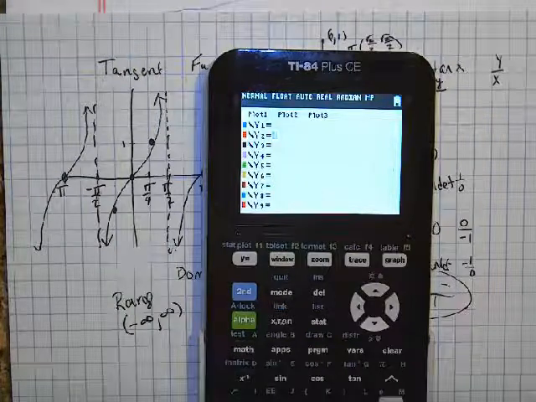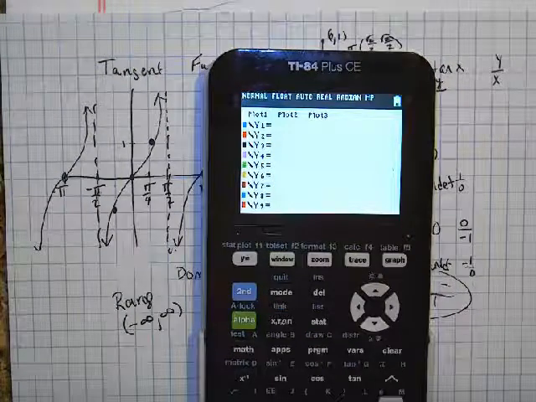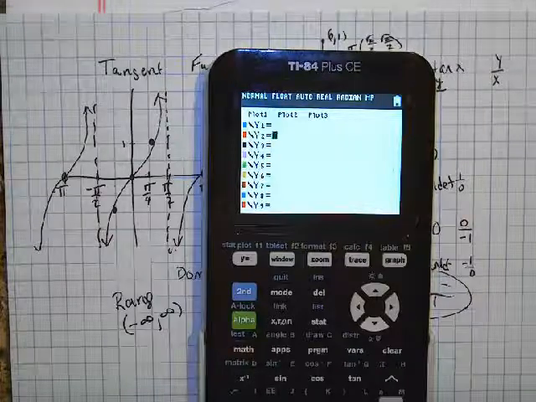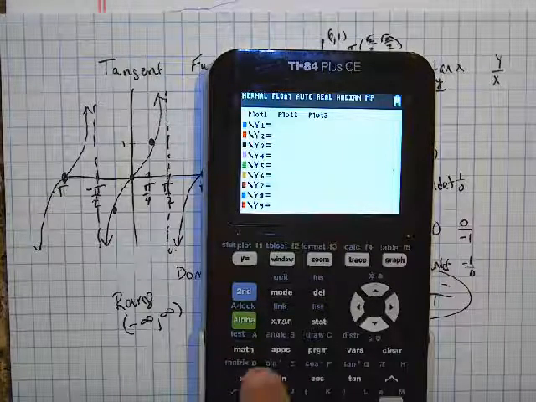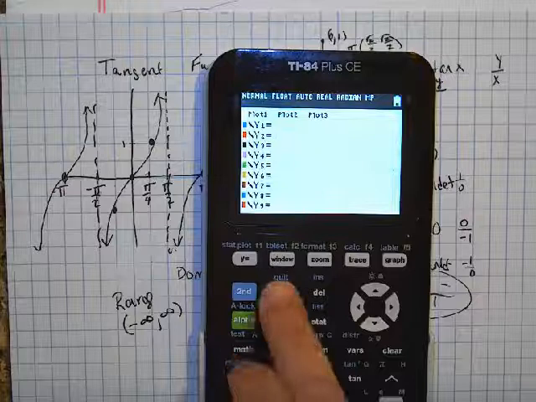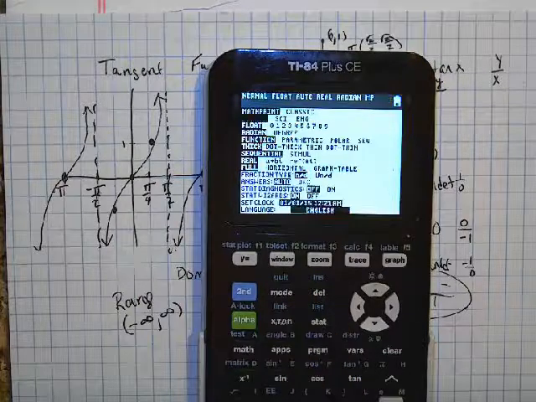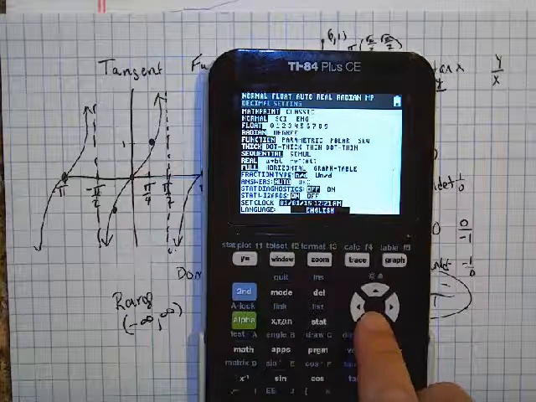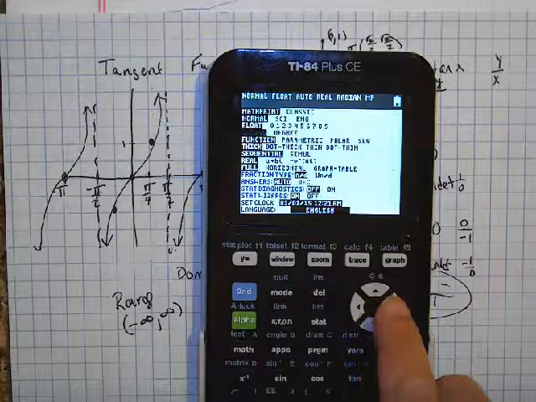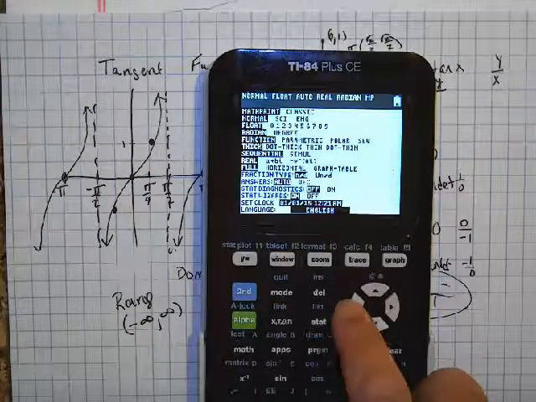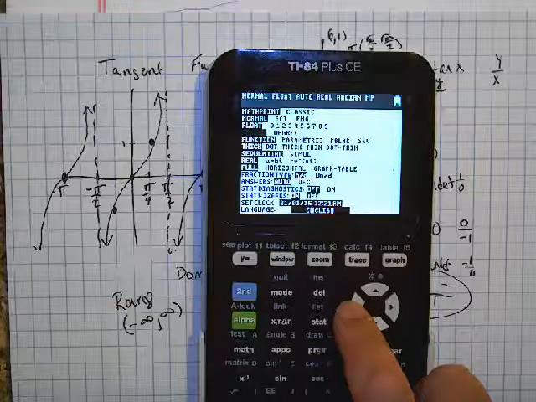In case you haven't figured out how to graph sine, cosine, tangent on your calculator, I want to take a moment to show you how to do that. The first thing you have to do is make sure that you change your mode. So push mode on your calculator. And when you go down, you have the choice between radians and degrees. Whenever you're graphing, you'll want to choose radians.